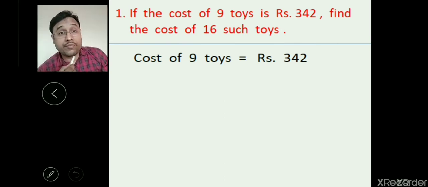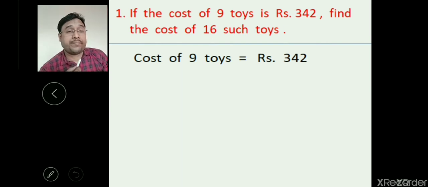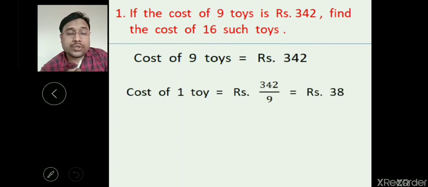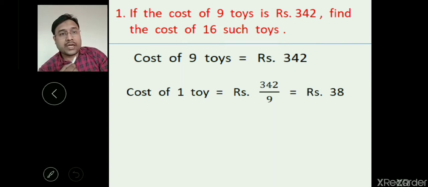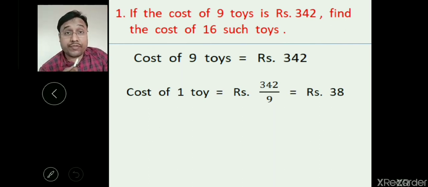Already you know that for finding the cost of 16 tees, first of all you have to find the cost of 1 tee. That's why this method is the unitary method, because you have to find the value of the unit first. So the cost of 1 tee is rupees 342 by 9. You have to remember that for finding the value of 1, here it can be cost or length, anything, you have to divide.